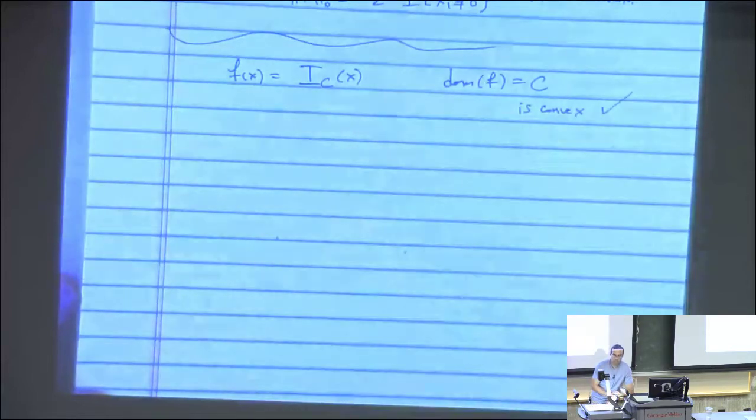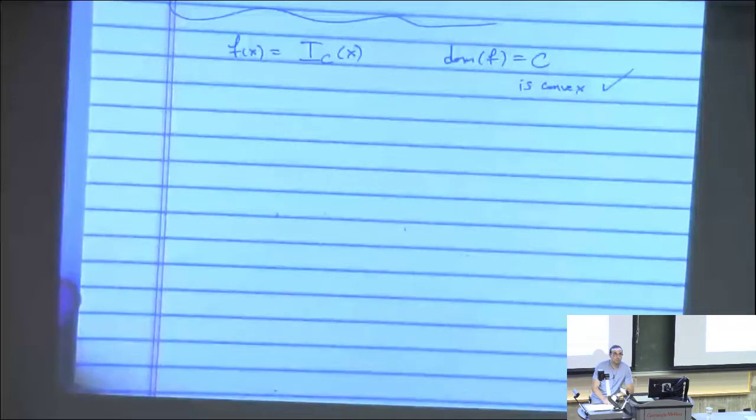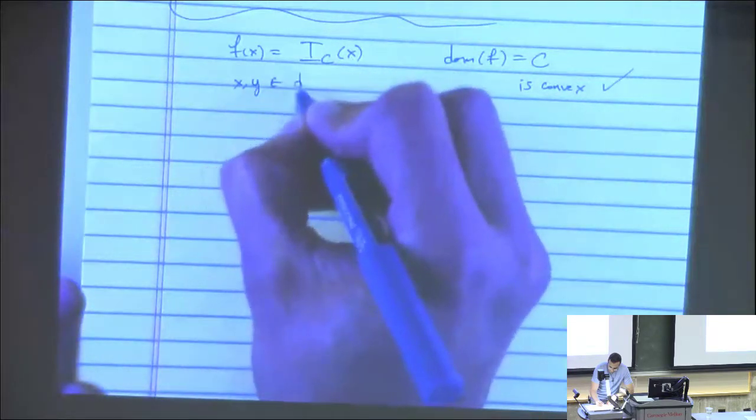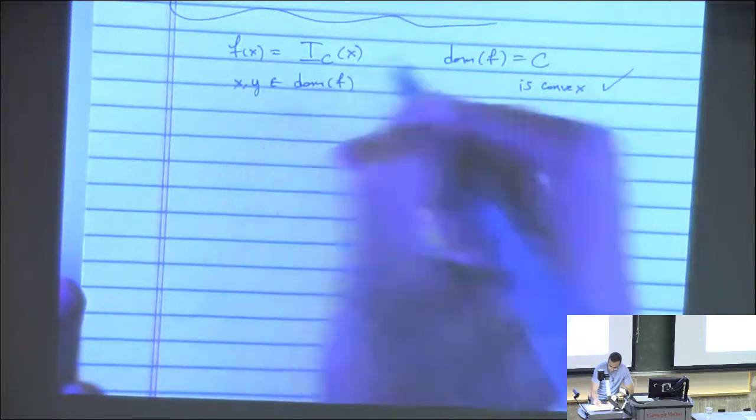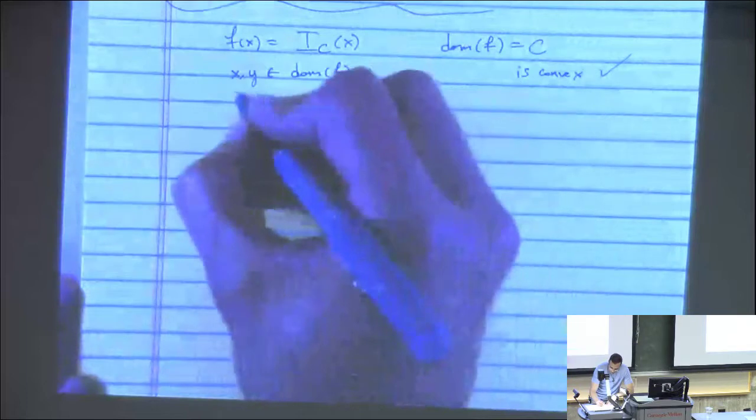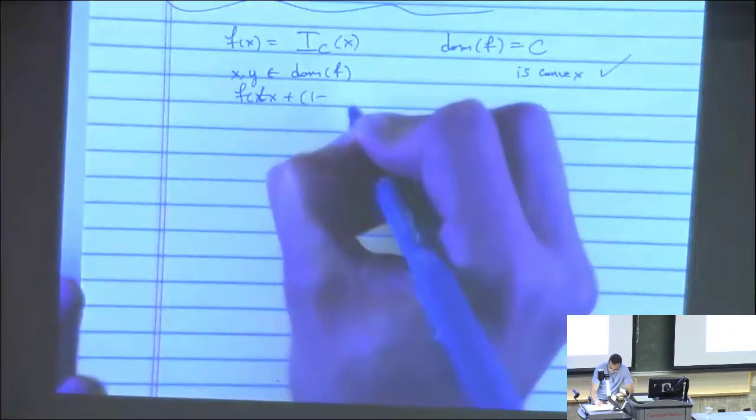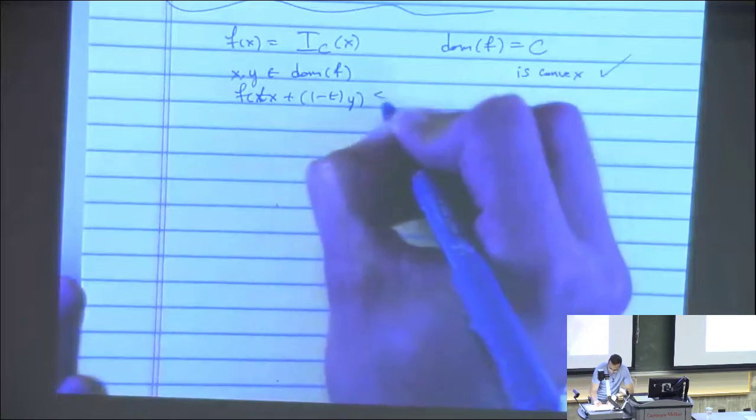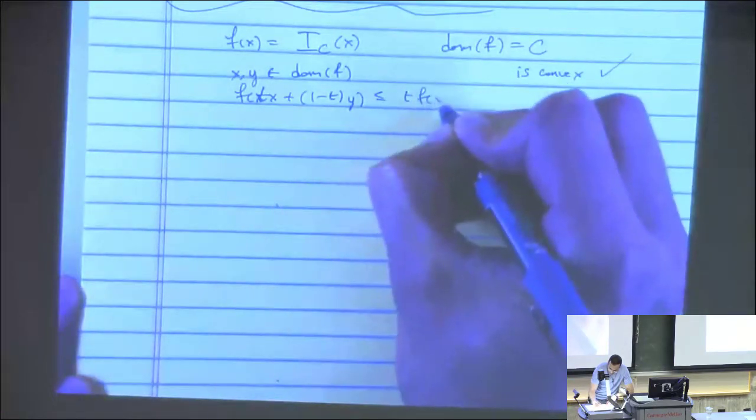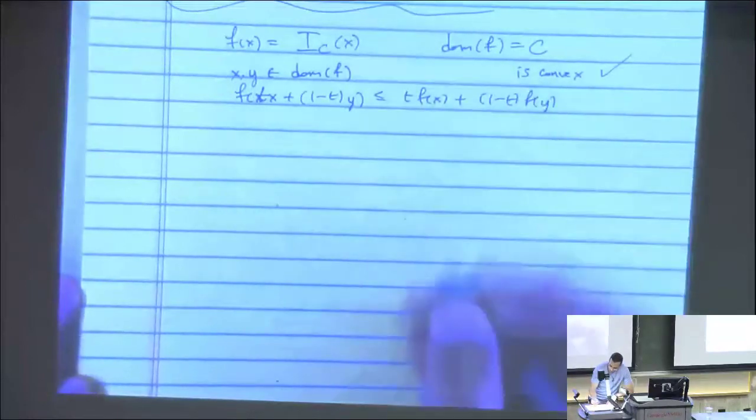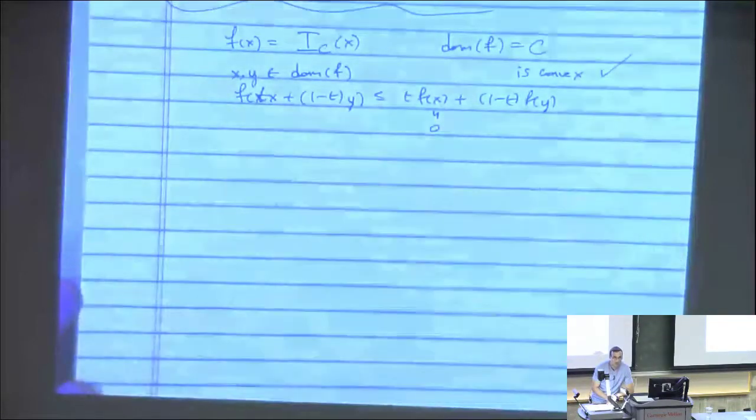So that's convex by assumption. And now I have to take any 2 points in the domain, x, y in the domain. And I have to check that f of tx plus 1 minus ty is less than or equal to t times f of x plus 1 minus t times f of y. Well, that's 0 because it's in the set.